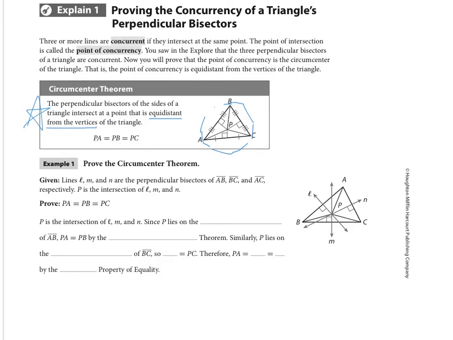So how are we going to prove that? Well, let's read through. P is the intersection of L, M, and N, and so if we can say that point P lies on the something of AB, so point P right here is on, as you can see, the perpendicular bisector of each one of these sides, so that would be the perpendicular bisector of AB as well. Point P is on that line L, which is the perpendicular bisector of AB. So let's write that in. Perpendicular bisector.